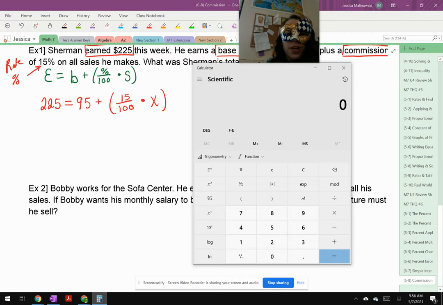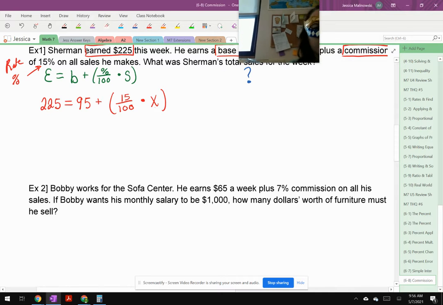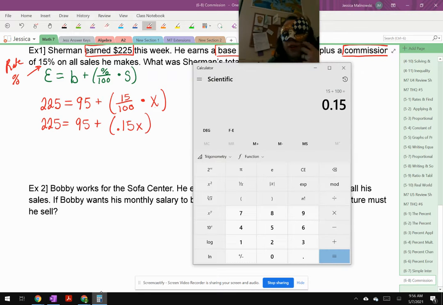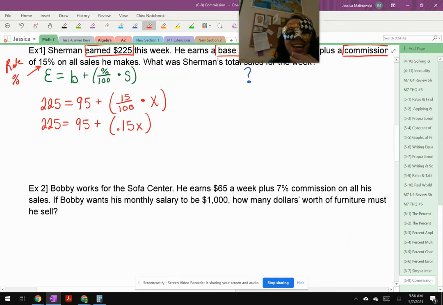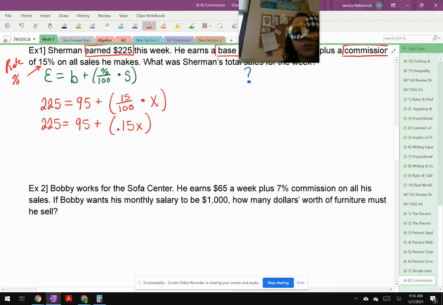Looking at this equation, the first thing I can start by doing is what's inside the parentheses, which has some division to start with. So 15 divided by 100 is 0.15. So 225 is equal to 95 plus 0.15 times x, which is just 0.15x. And here we just have a two-step equation. We can drop these parentheses now because we did that multiplication.